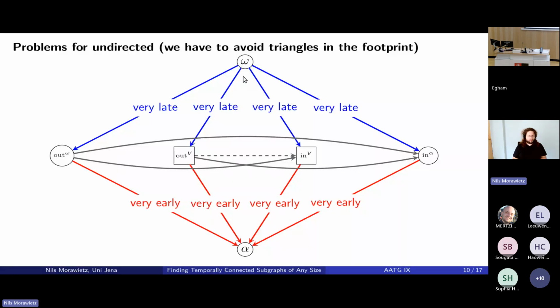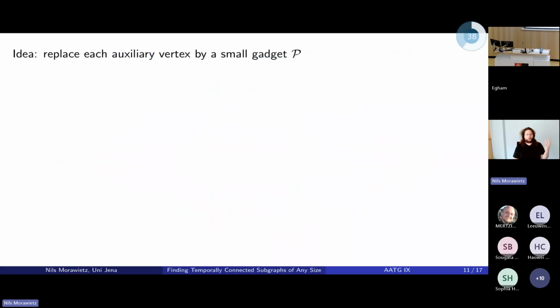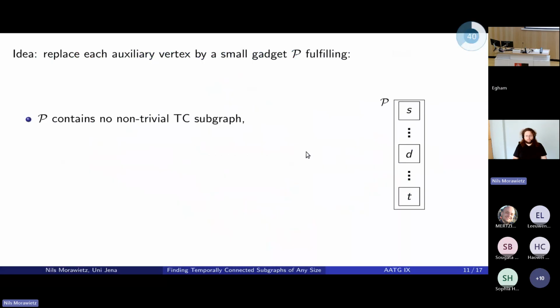So we have to avoid triangles in some way, and we have a lot of triangles in this reduction so far. So what we did for the undirected case is we looked for some kind of gadget that replaces each of these auxiliary out-in vertices by some larger gadget such that we can attach them to S and T without creating triangles. And we wanted such a gadget that itself does not contain any non-trivial TC subgraph.